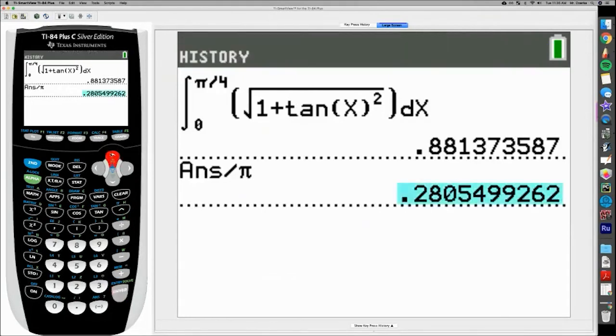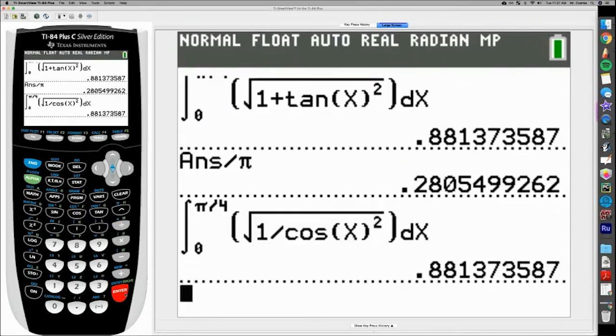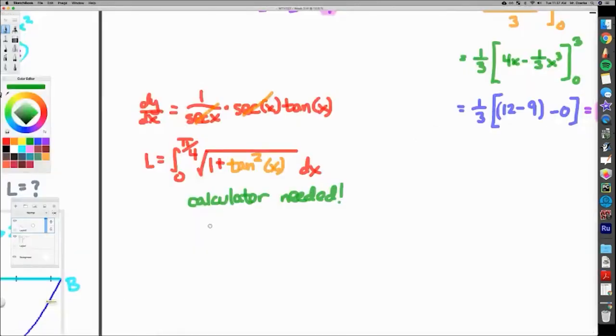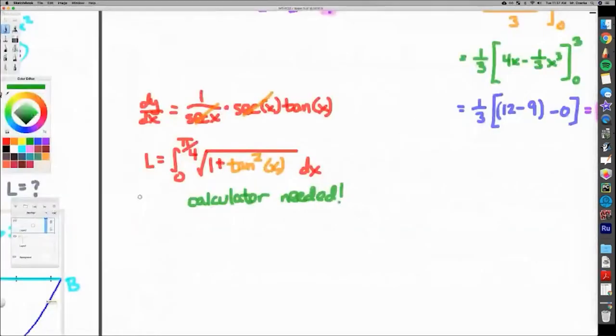Now, this should be the same thing as if you did the... Actually, I don't know if this is going to work. This might not work. 0.881 is the answer. I just want to see if this is actually equal to secant squared. It was. There you go. Doesn't matter. All right, so 0.881. Sorry, I was just checking something else. All right, so L is equal to 0.881. 3 decimal places, por favor.